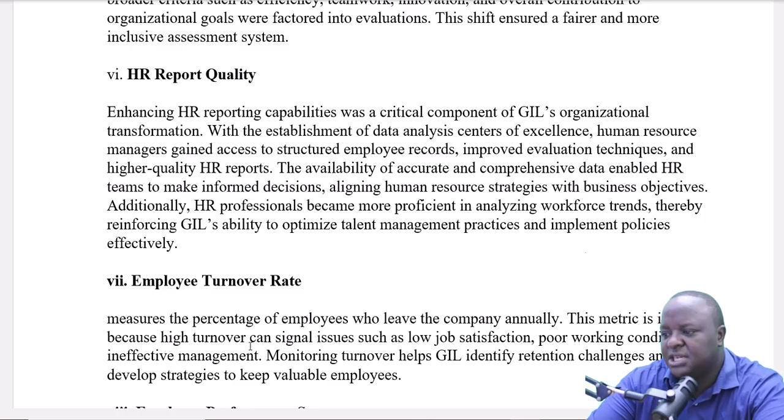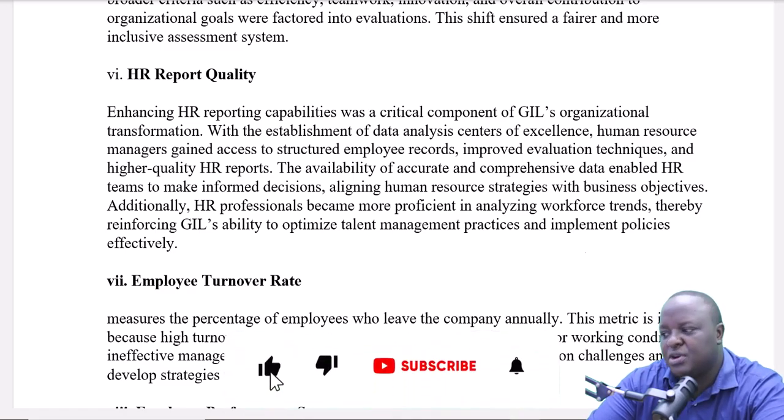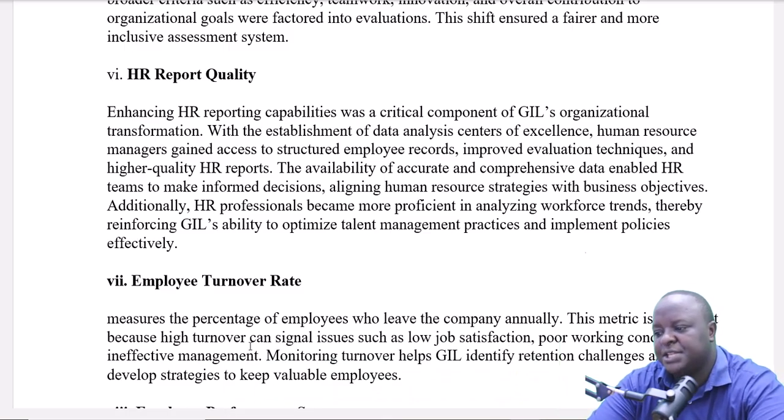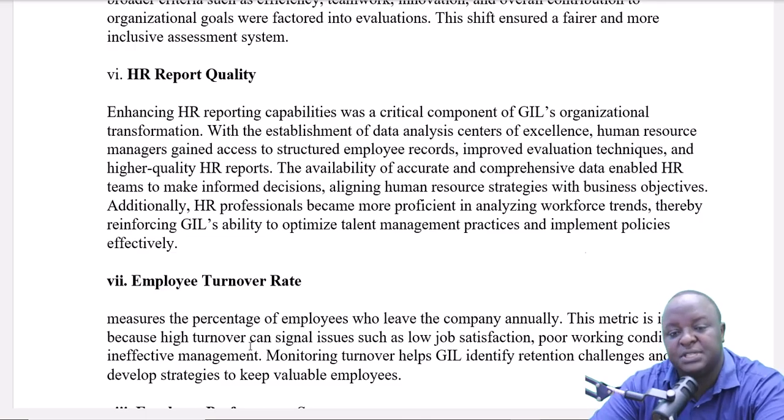The availability of accurate and comprehensive data enabled the HR teams to make informed decisions, aligning human resource strategies with business objectives. Additionally, the HR professionals became more proficient in analyzing workforce trends, thereby reinforcing GIL's ability to optimize talent management practices and implement policies effectively.